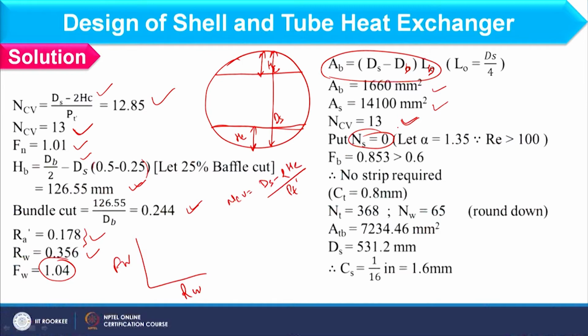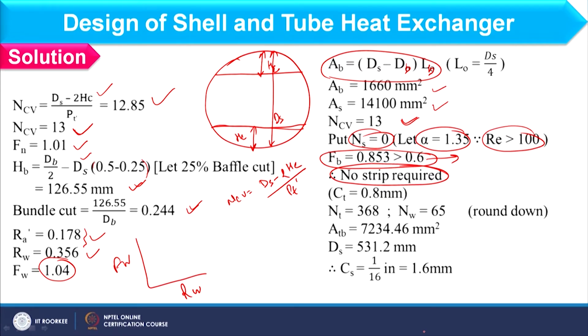So if you are using NS equal to 0 in FB, alpha here is 1.35, as you have Reynolds number more than 100. So you can find out FB value as 0.853, and you can see that this value is already more than 0.6. It means sealing strips are not required. Okay. In this case, sealing strips are not required.